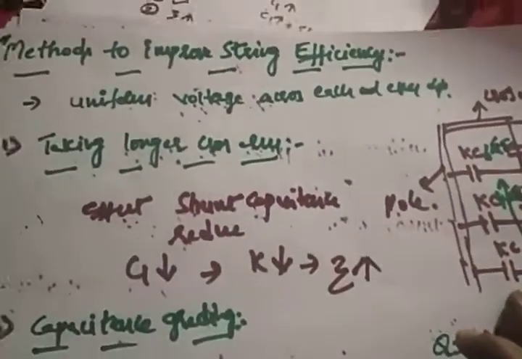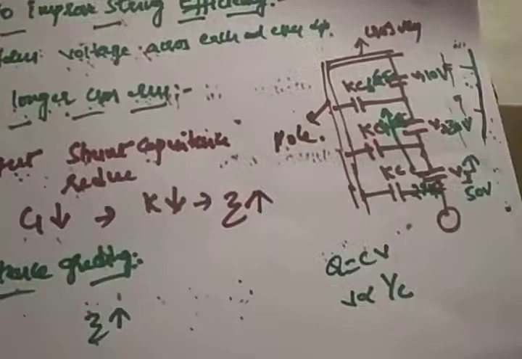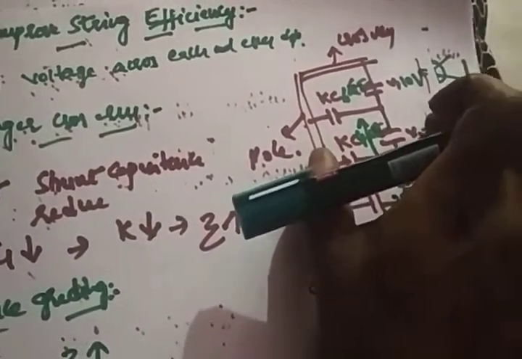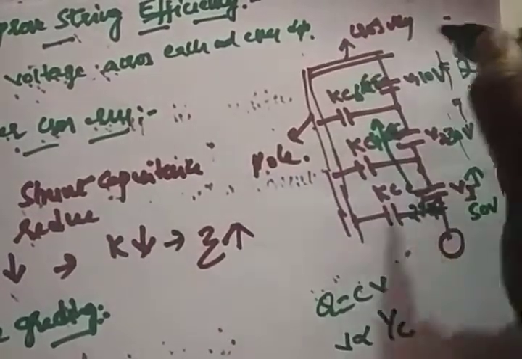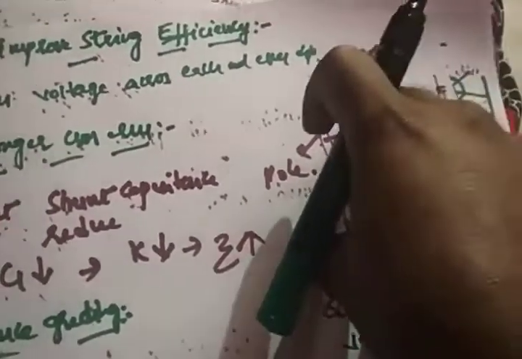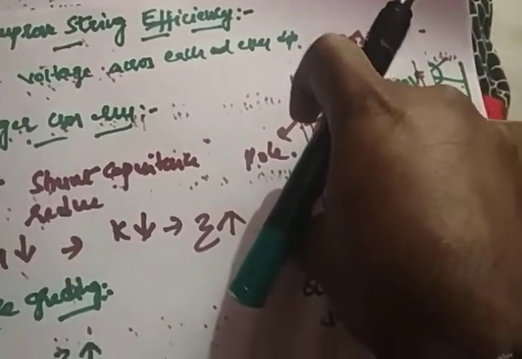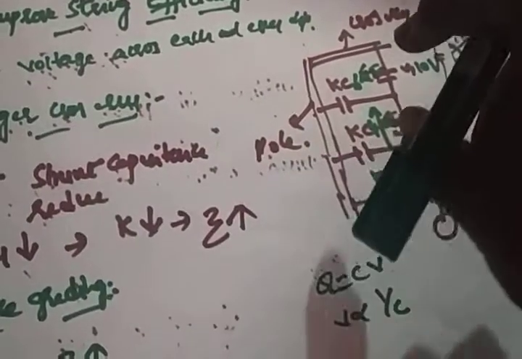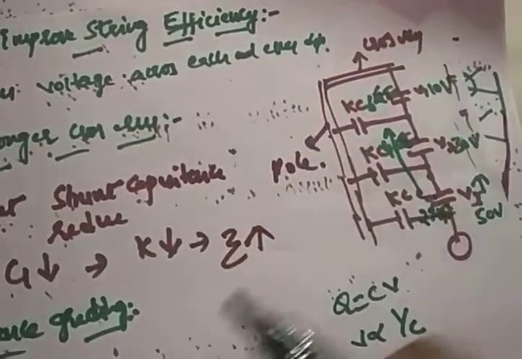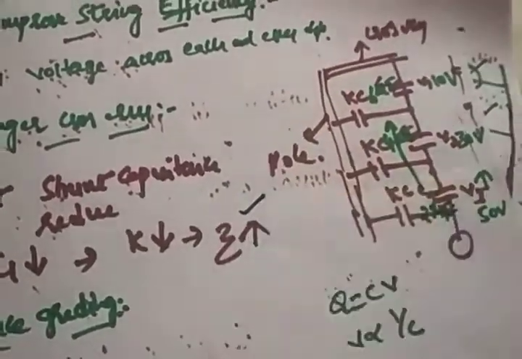The first method is taking longer cross arms. If you are taking a longer cross arm, your shunt capacitance is going to reduce. Your cross arm increases, so your shunt capacitance is going to reduce. That means the K value is going to reduce, which means you are providing somewhat uniform voltage across each and every disk. So if the K value reduces, your string efficiency is going to increase.